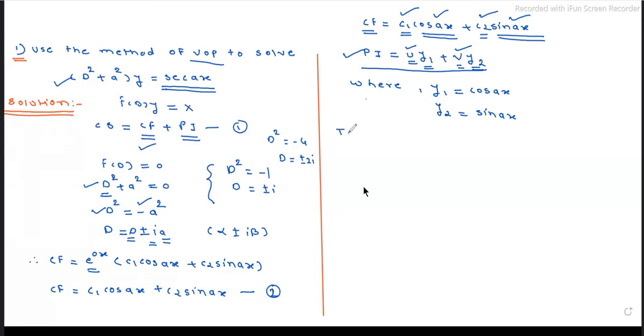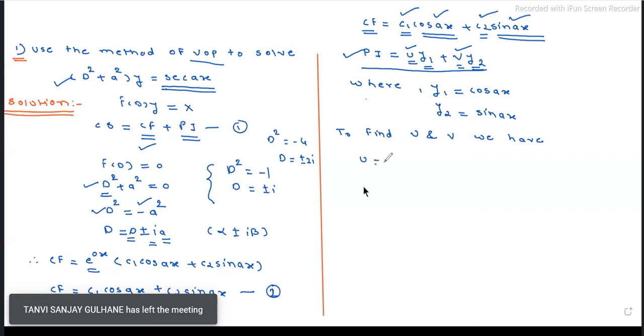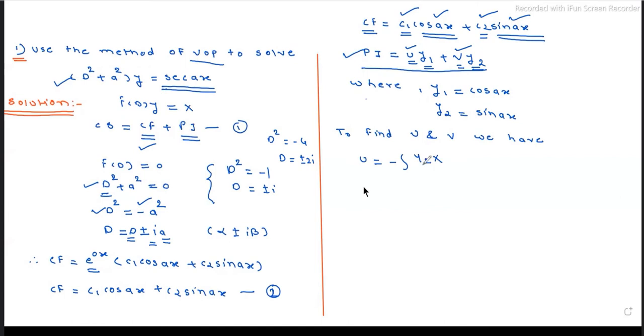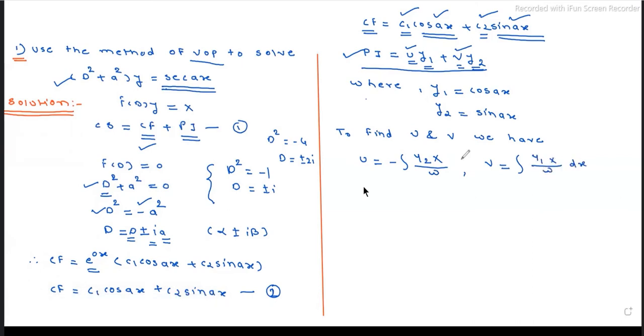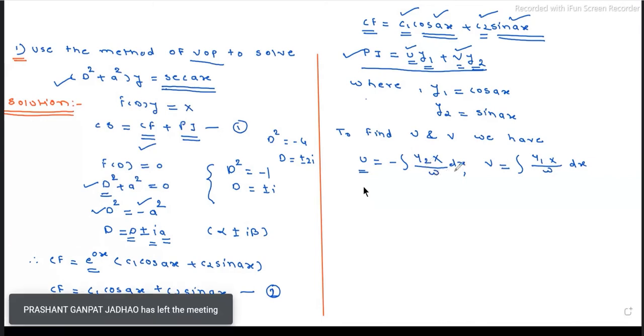So write down the formulas to find U and V. We write down the formula for calculation of U: U is equal to minus integration of Y2 X upon W dx, and V is equal to integration of Y1 X upon W dx. These formulae you have to remember. What is U? Minus integration of Y2 X upon W dx.